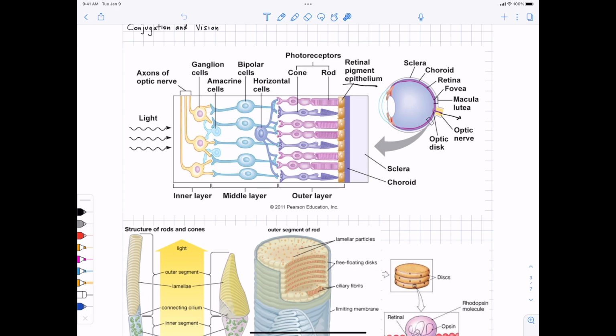I wanted to say just a little bit more about conjugation and fission, and then we're going to move on to the Diels-Alder reaction today.